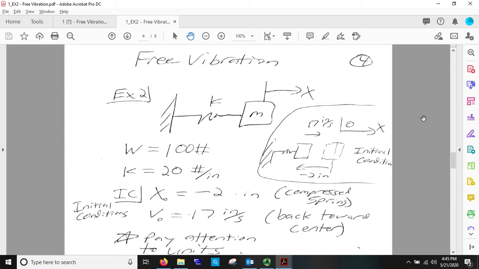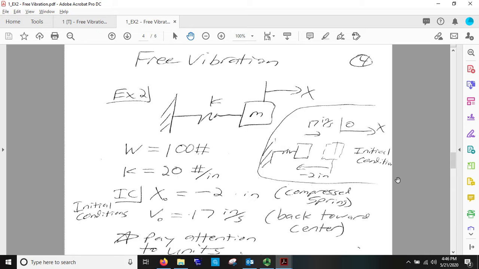So in this case, this is an English units problem. The weight of the block is 100 pounds. The spring constant is 20 pounds per inch. Our initial conditions are x naught is negative 2 inches, which means that we're compressing this spring. So you can kind of see my little figure here. And pause the video if you need to copy this down completely.